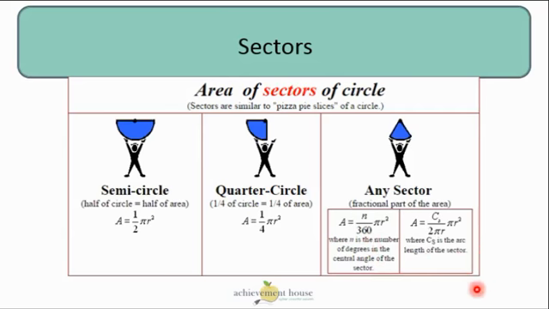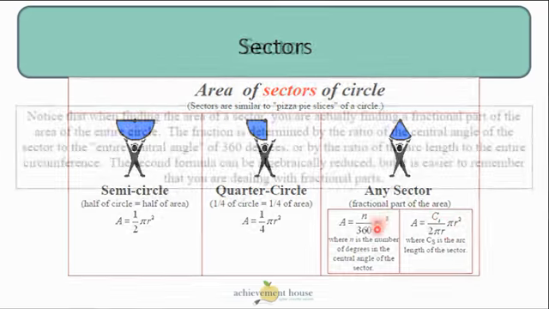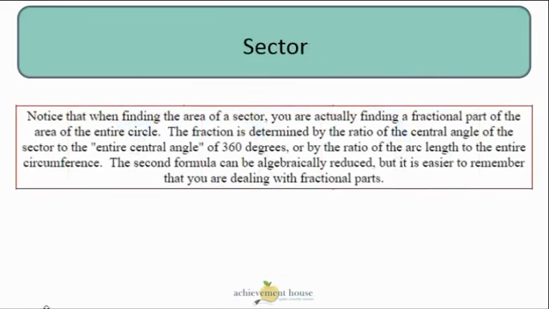So if we know the arc length, we can take the arc length divided by our circumference, which is 2 pi r, and multiply that by the total area, because the arc length divided by 2 pi r is going to give us the same percentage or ratio as the central angle divided by 360.